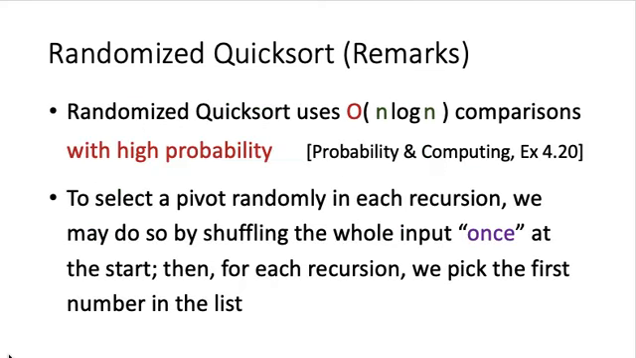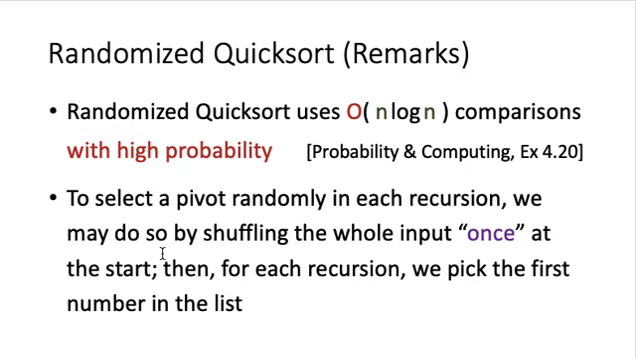But actually more than that, if you check the textbook, there is an exercise in chapter 4, exercise 4.20. In this exercise, we show that this quicksort method actually uses order of n log n comparisons with high probability. So in most cases, it is really order of n log n. This is the true reason why people are still using quicksort, despite the worst case being n squared.